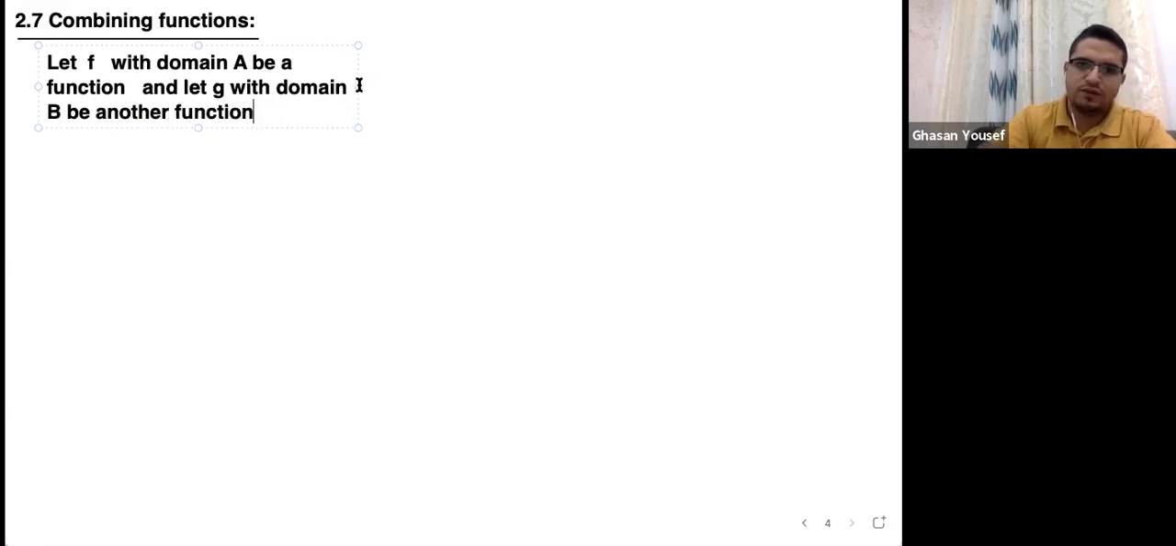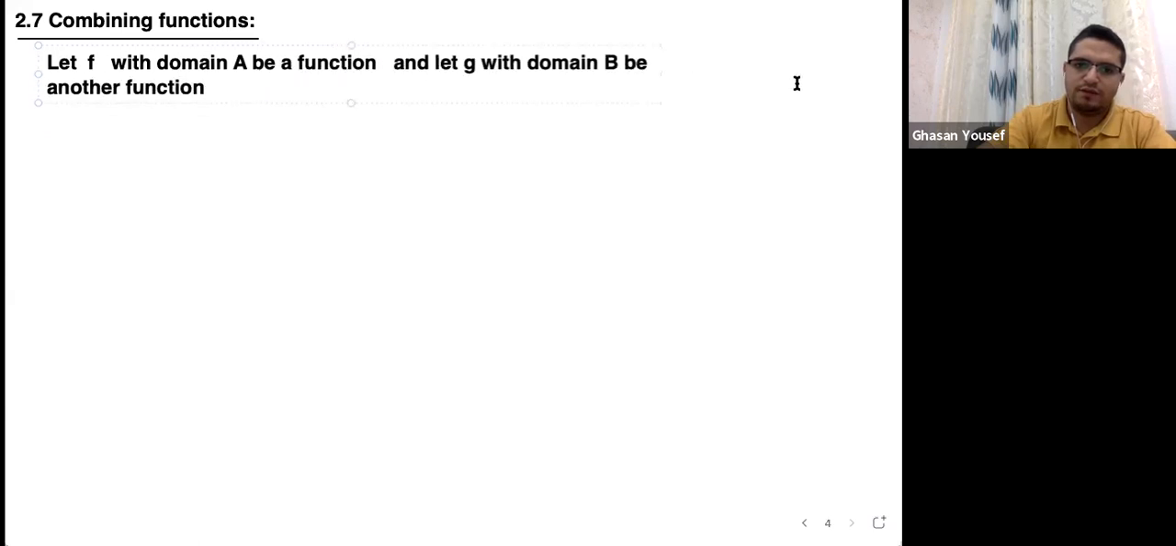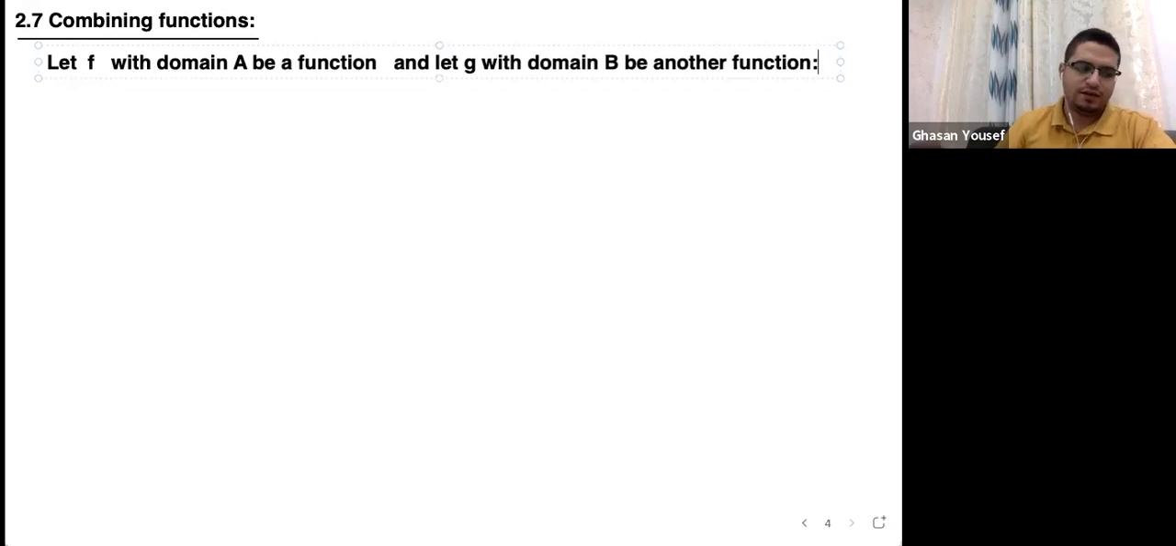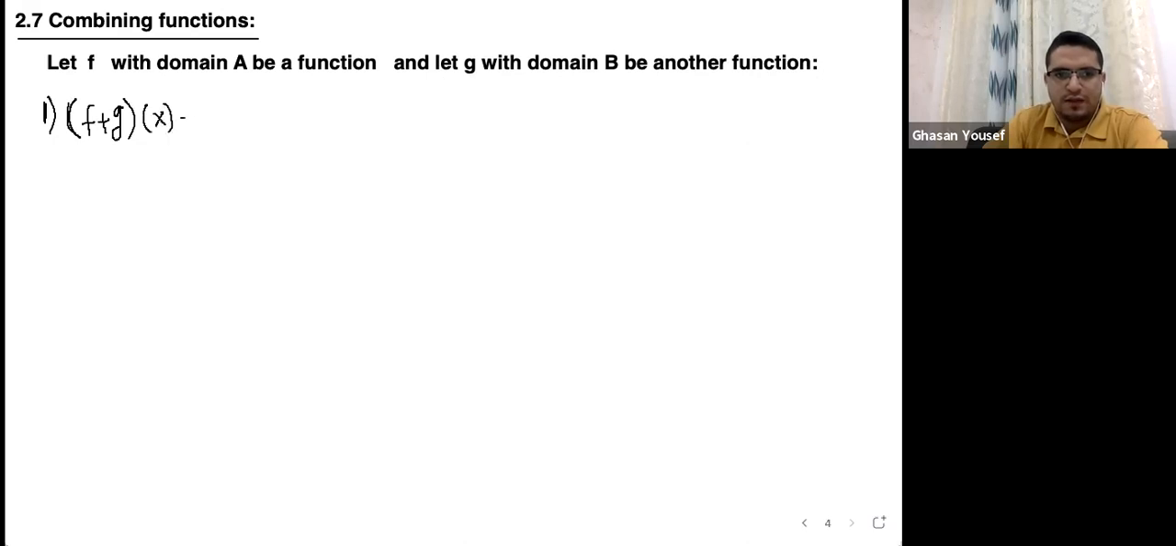So by these two functions, f and g, I can define some rules. First one, number one: (f plus g)(x) is equal to f of x plus g of x.